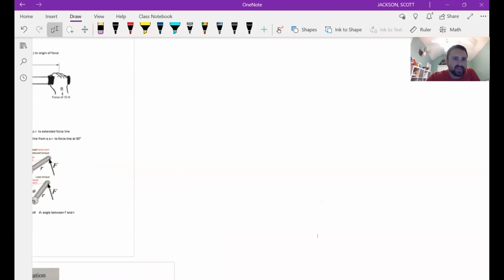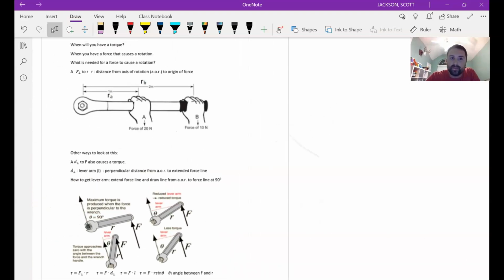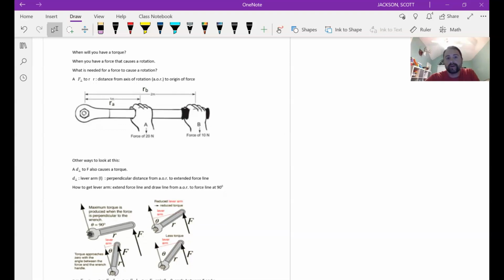Hey guys, so in this video, I'm going to go over the basics of torque. Torque is just the rotational side of force. So when things rotate, or if there are forces, we want to see if they rotate. So when will you have a torque, as you can see there in the first little aspect? That's when you have a force that causes rotation.